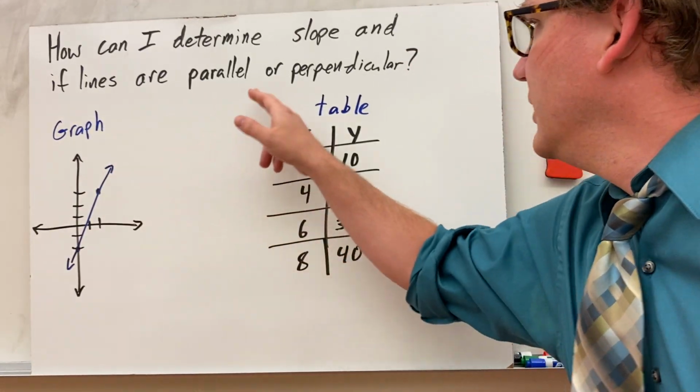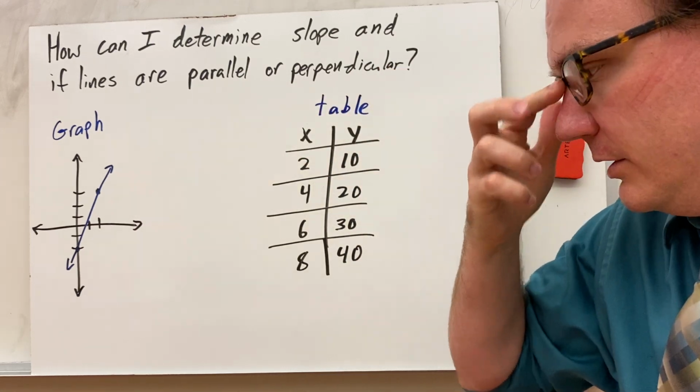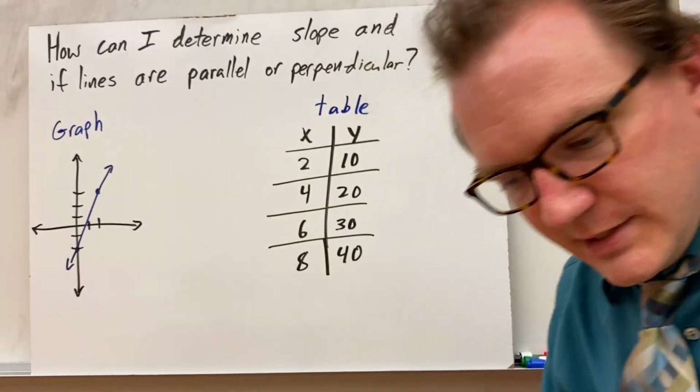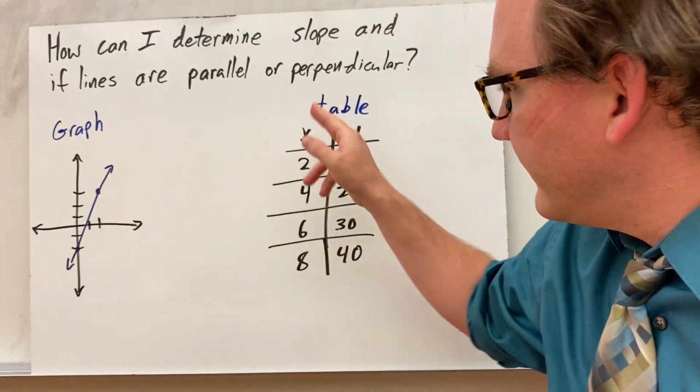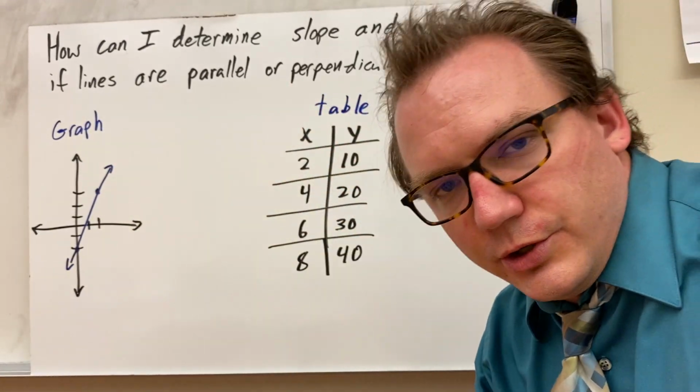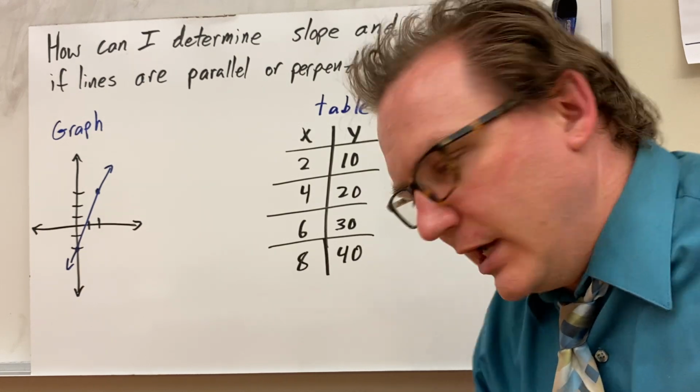How can I determine slope and if lines are parallel or perpendicular? We're going to mainly focus on determining slope. There's three main ways: from a graph, a table, ordered pairs, and I'll also show you how to pull out a slope if you have a word problem or a situation in context.